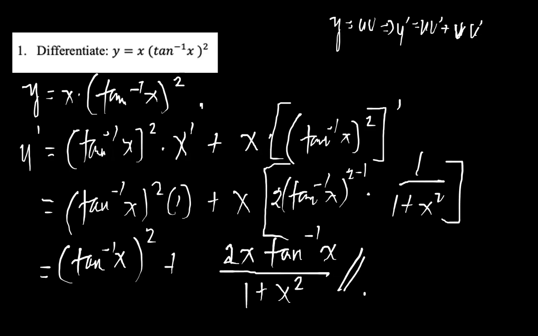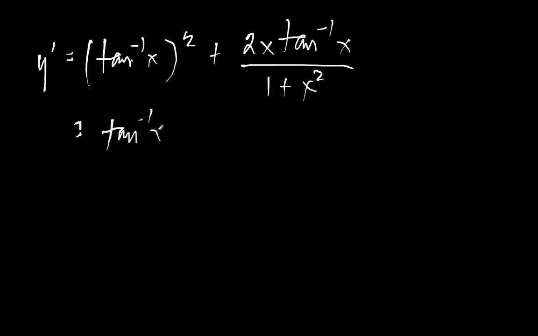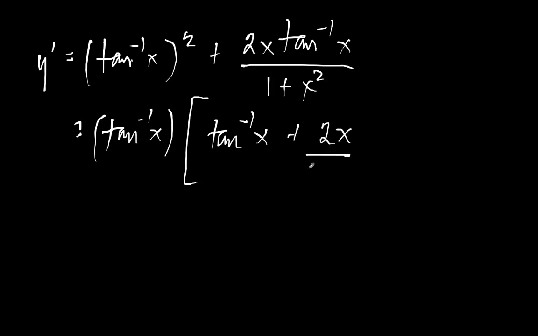So let me just copy, y prime is equal to inverse tan x raised to 2 plus 2x times inverse tan x over 1 plus x squared. Okay, so I can factor out inverse tan x. There's 1 left here plus 2x over 1 plus x squared. But it doesn't really make any difference, right? Okay, so this is now our solution.